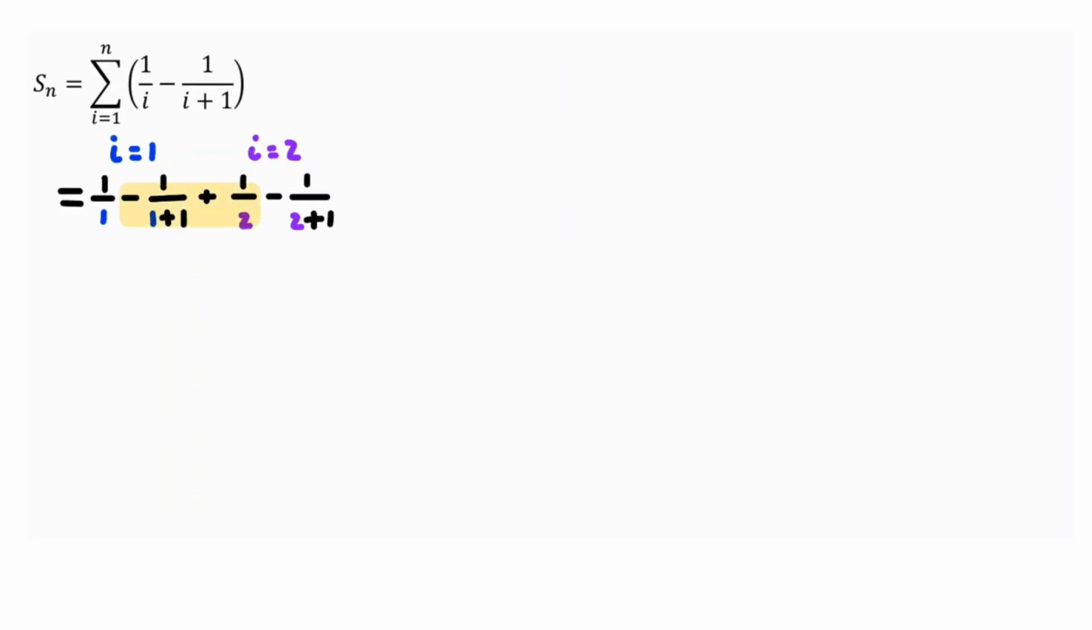Here we'll notice there's a negative 1/2 and a positive 1/2. These will cancel out to make 0. Then let's check what happens when i equals 3. We get positive 1/3 minus 1/4. And we notice there's a negative 1/3 and a positive 1/3, which will cancel out to make 0. So from this, we'll probably think there might be a pattern.